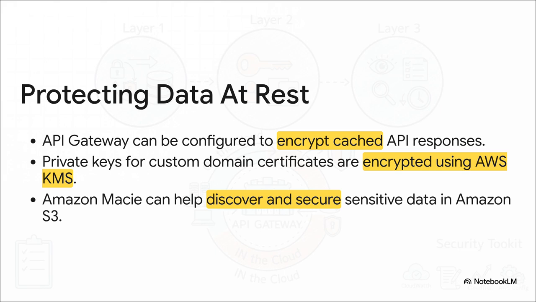You can, and you absolutely should, turn on encryption for any cached API responses. And behind the scenes, AWS is already using its Key Management Service, KMS, to encrypt really sensitive stuff, like the private keys for your custom domains. It's that kind of deeply integrated security that makes a difference.